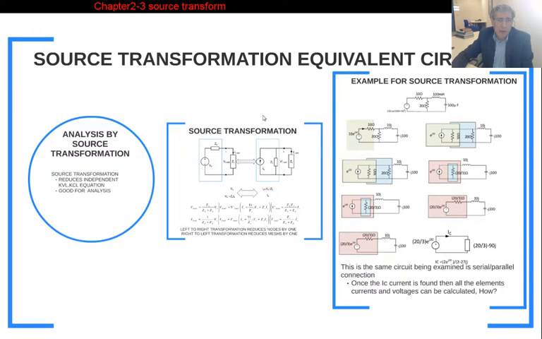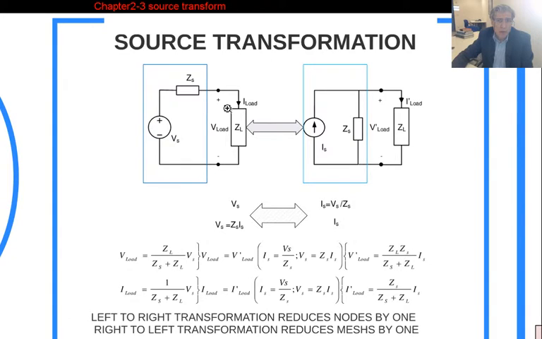So if you remember the source transformation, let's go inside. Any independent voltage source connected with a serial impedance can be replaced with an independent current source connected in parallel with the same impedance. So that means this two is equivalent to this two, and the other way around. Since we are changing the independent sources, it is called source transformation.